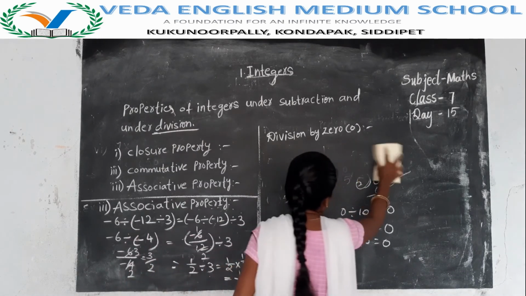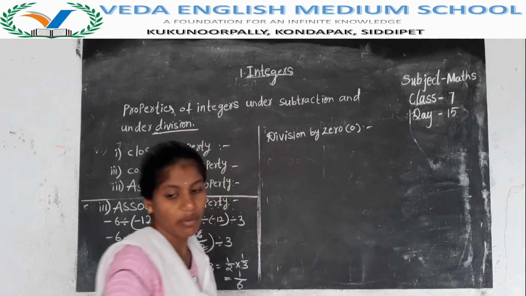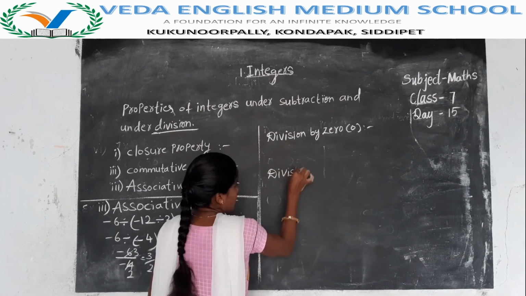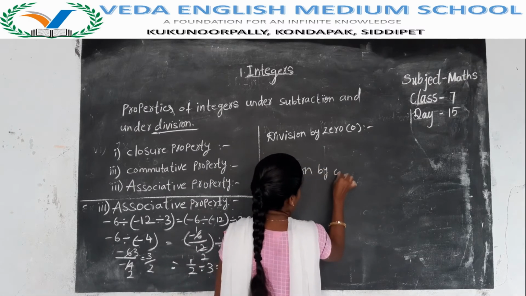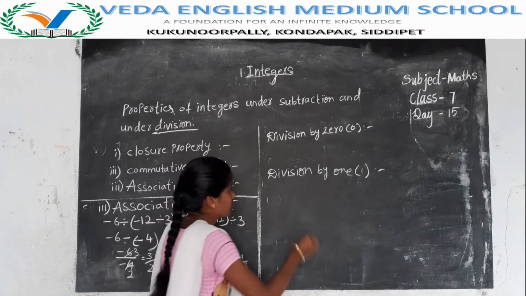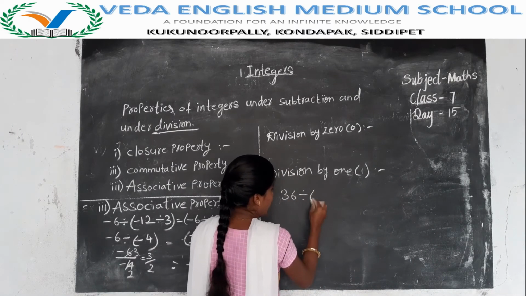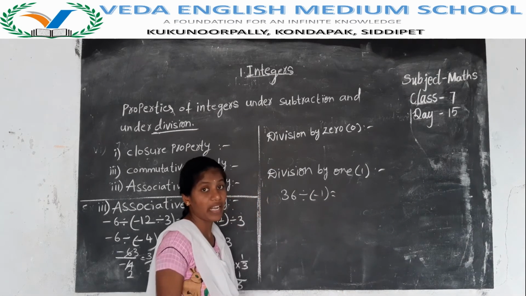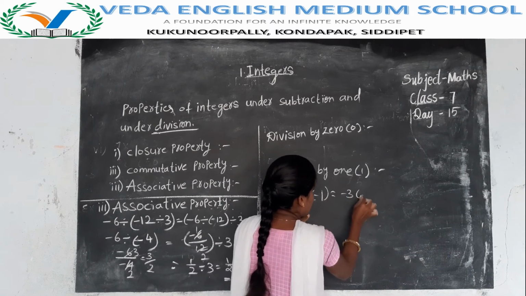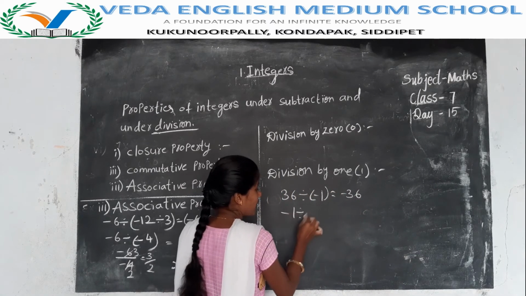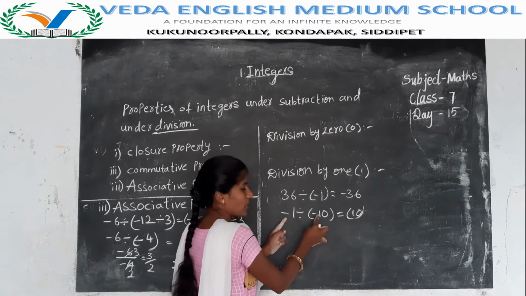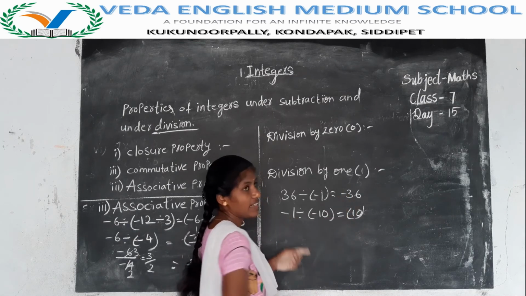Next one is division by 1. If you divide any number with 1, again you are getting the same number as the answer. 36 divided by minus 1 gives minus 36. Otherwise, minus 10 divided by minus 1: here and here you have minus, so minus will get cancelled, and only 10 is the answer.